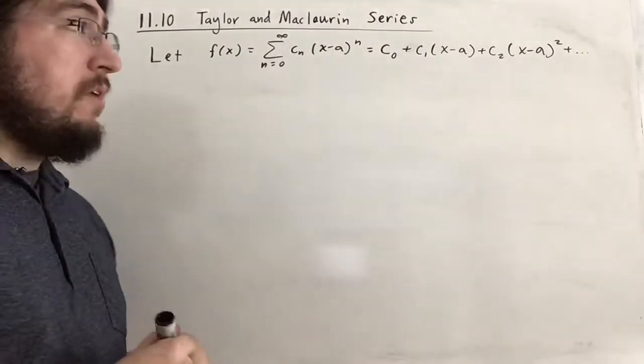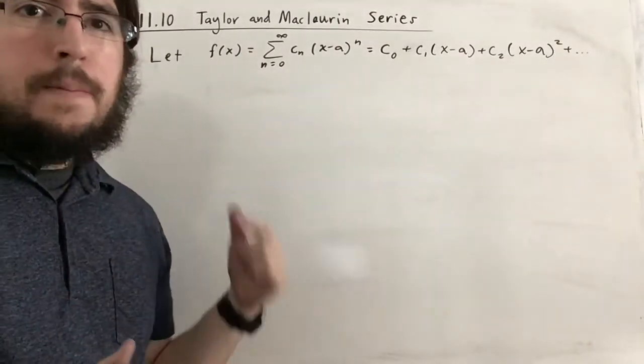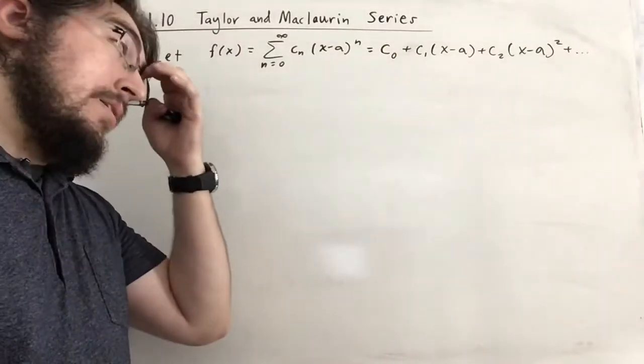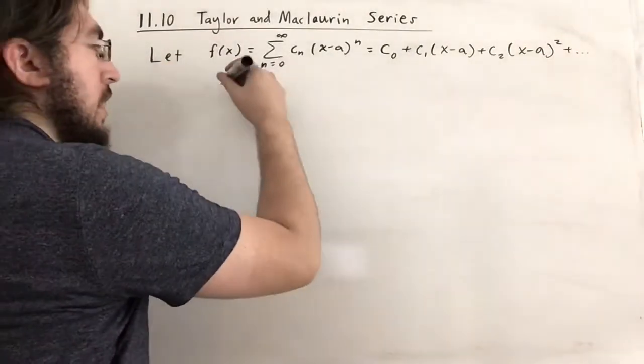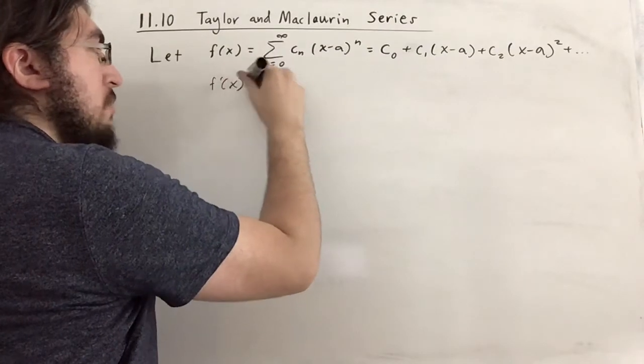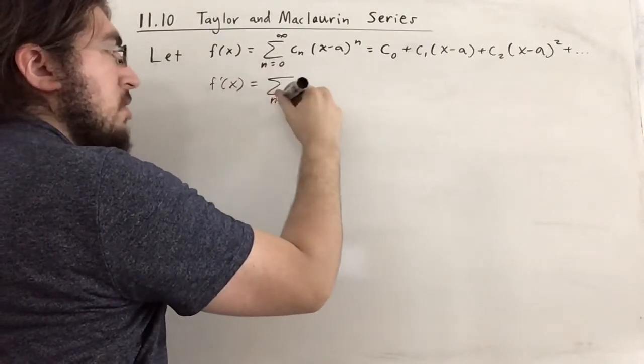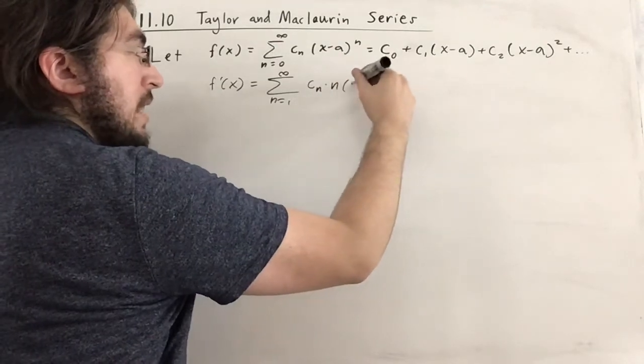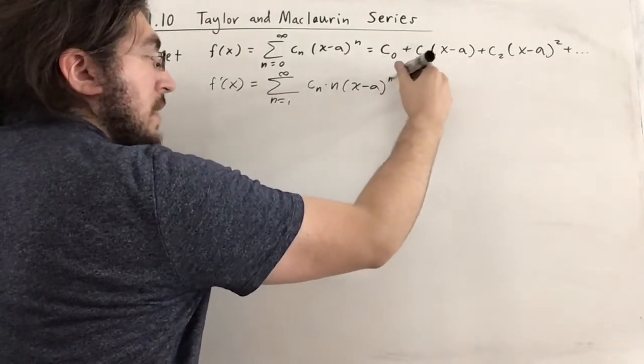And we're going to differentiate this quite a few times. Basically, we want to differentiate this as many times as we can, essentially infinitely many times. But let's just take a look at what happens. So first notice f prime of x is just now the sum from 1 to infinity of c sub n times n times (x minus a) to the n minus 1.